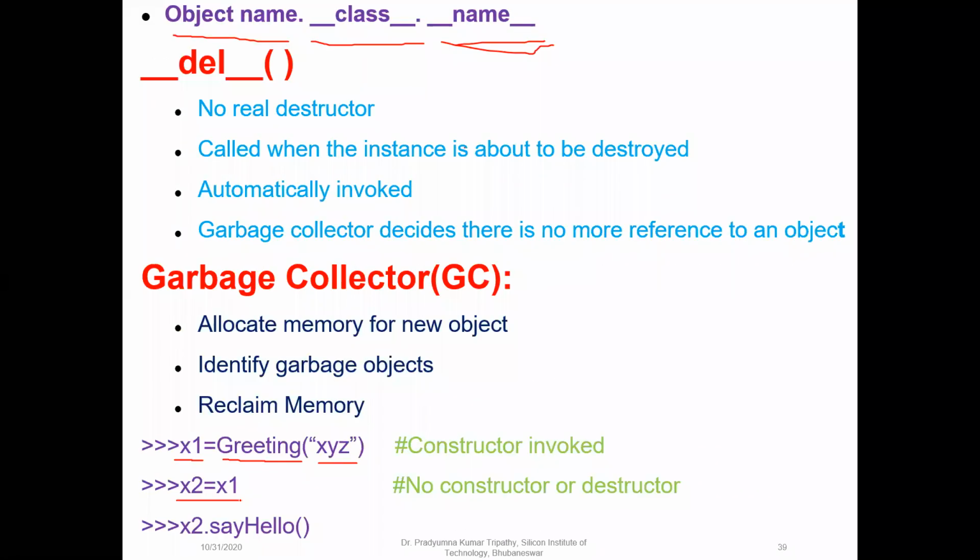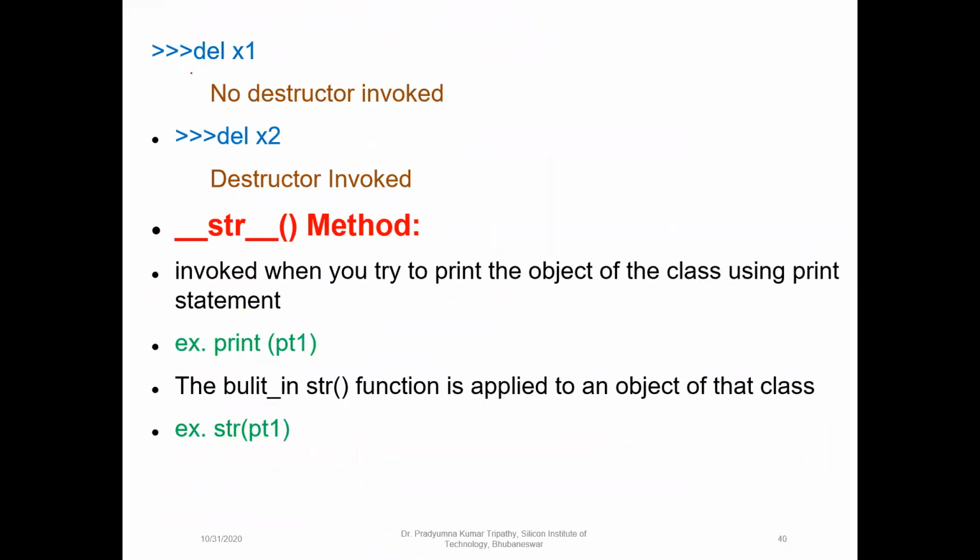Yes, sir. Okay. So now see here, I have x1 and x2 as two objects, and I said x2 equals x1, so x2 is a pointer to x1. Now, if I delete x1, x2 is still pointing. So look over here, I write delete x1. Even if I delete x1, the destructor, the del function, will not be invoked.